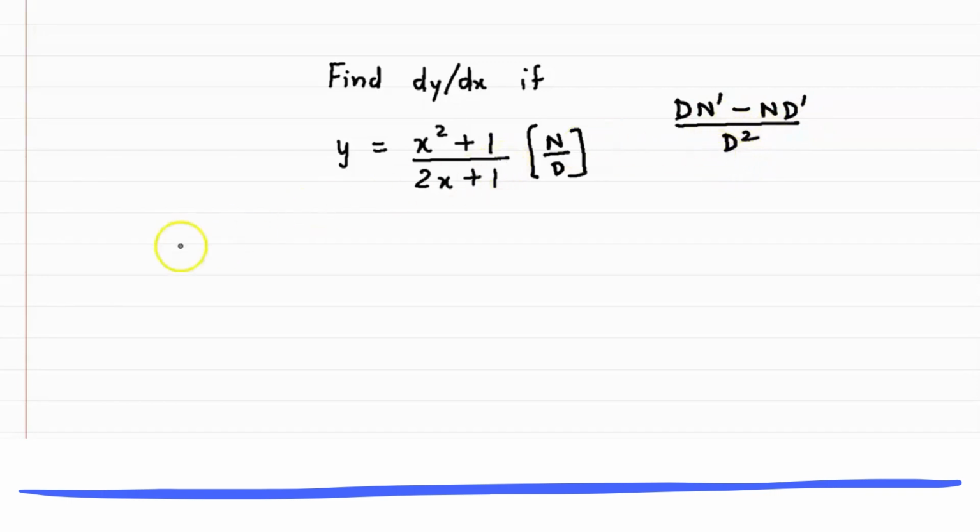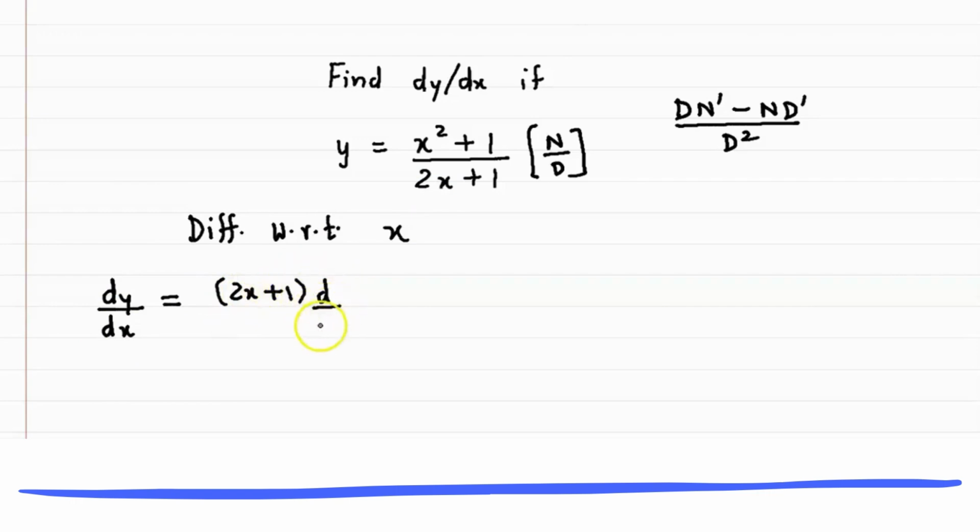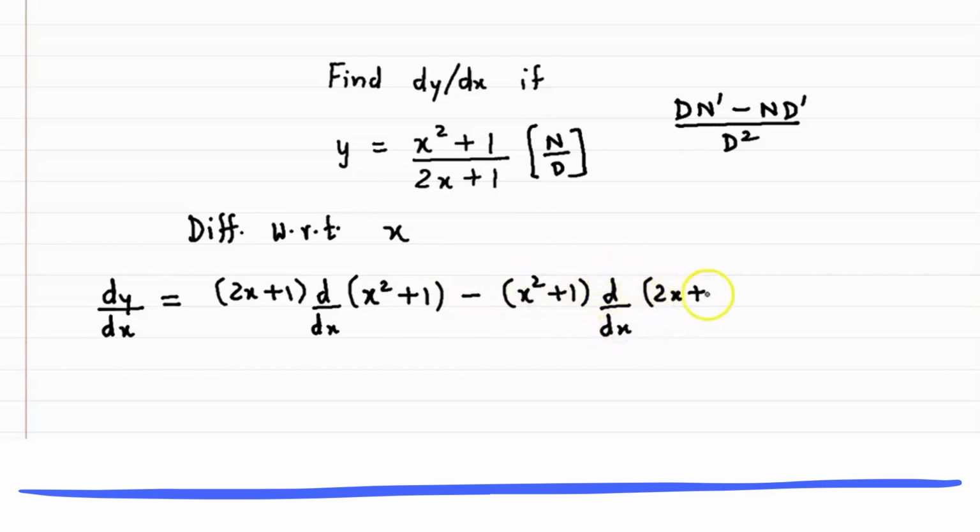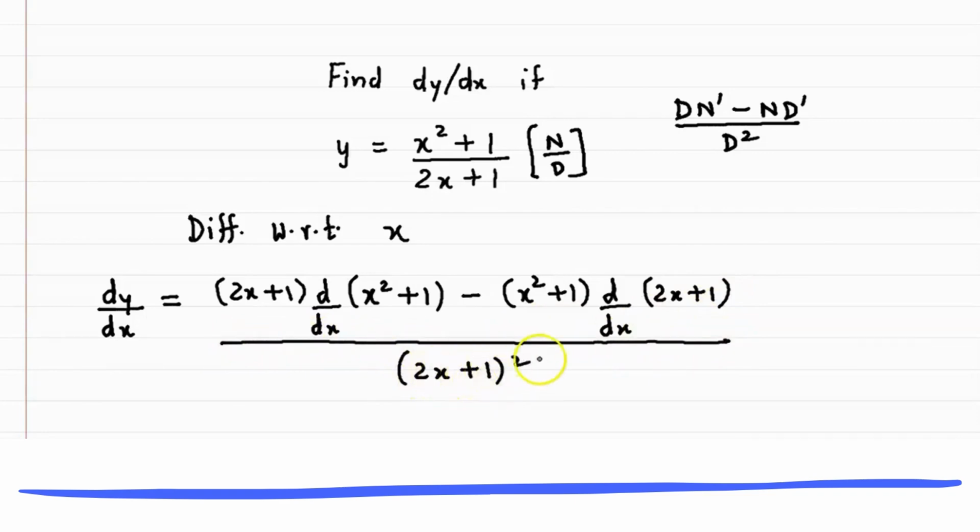So applying the quotient rule, we get, differentiating with respect to x, dy by dx is equal to (2x plus 1) into derivative of (x square plus 1) minus (x square plus 1) into derivative of (2x plus 1) divided by denominator square, that is (2x plus 1) the whole square.